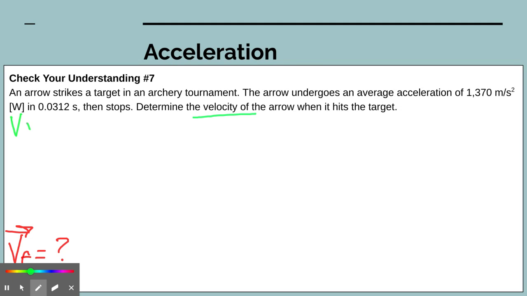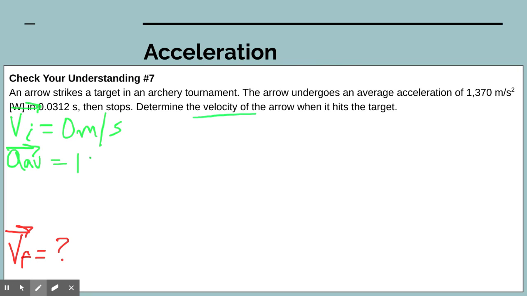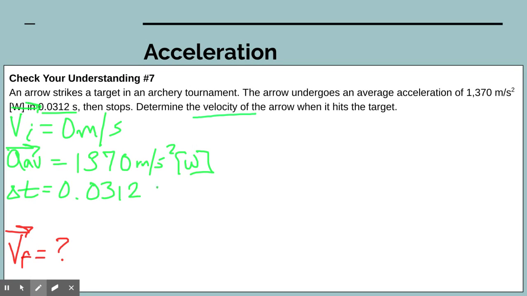But what we do know, because either we've done archery before or we've seen someone do it, is that an arrow doesn't begin flying. It's at rest. So our initial velocity is going to be 0 meters per second. We're given the acceleration, on average, 1,370 meters per second squared in the western direction. And we're also given our time interval. It happens in way less than half a second, in 0.0312 seconds. So we've got everything we need.